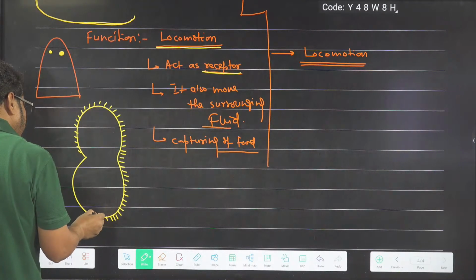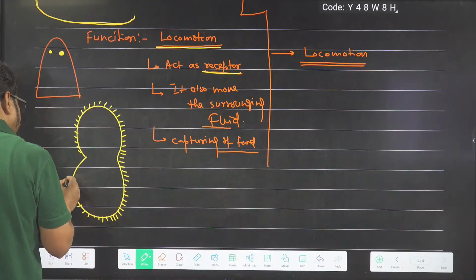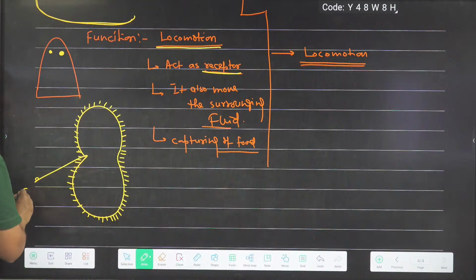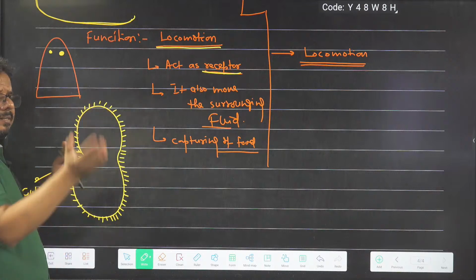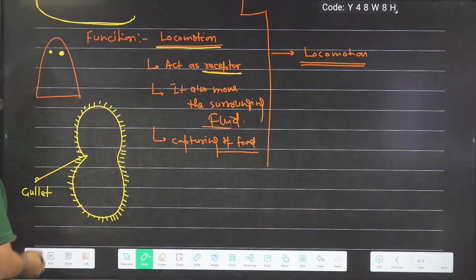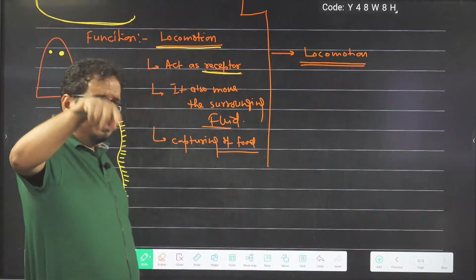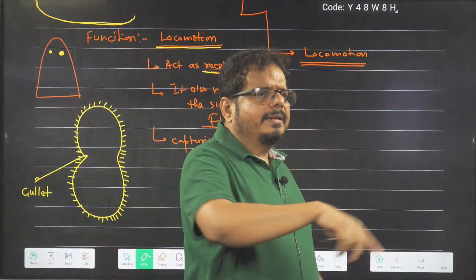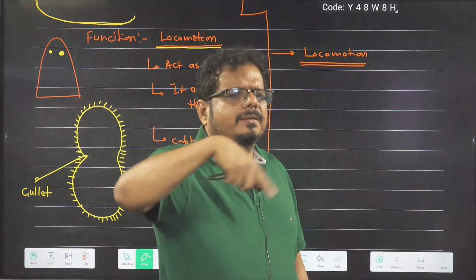All over the body surface, who is there? Cilia is there. And in paramecium, this area is called the gullet. So what happened? The cilia beat in such a way that it is going to create a whirlpool in the water. Cilia, when moving in a coordinated way, create a whirlpool in the water.